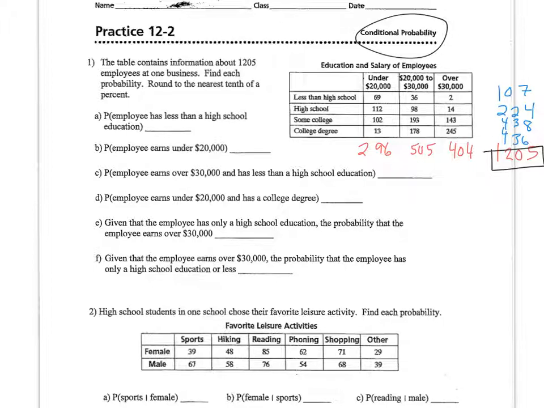So letter A, this means P, the probability an employee has less than a high school education. There are 1205 people. How many people have less than a high school education? What I would do is count the people that make under $20,000 that have less than a high school education, people that make $20,000 to $30,000 that have less than a high school education, plus 2. I'm going to add these up, which is 107. So I'm going to do 107 divided by the total, which is 1205. Then I can calculate that and round to the nearest tenth of a percent.